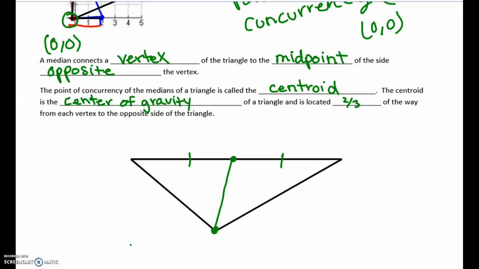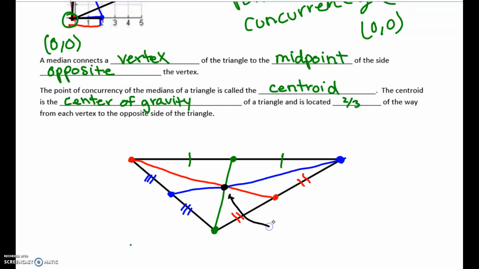Well, we do that for each side. I would go from this vertex over here, find the midpoint of the opposite side, which is round about here, and then we would connect. Then we do the same thing over here. For this vertex, I'd look at the opposite side, find the midpoint, and we would connect. And your medians are all going to meet at a point right here, and this point right here is the centroid.